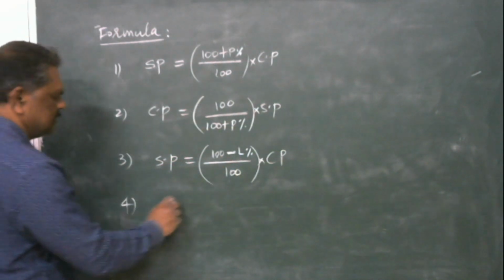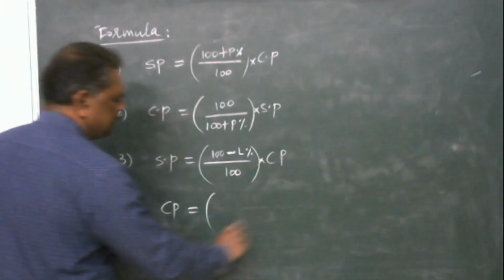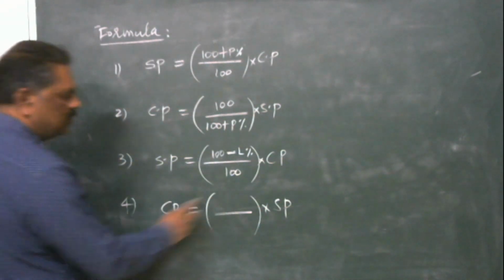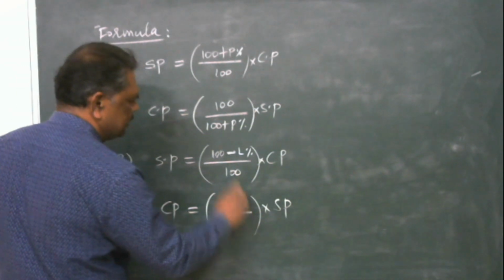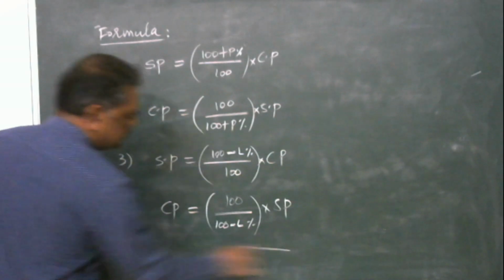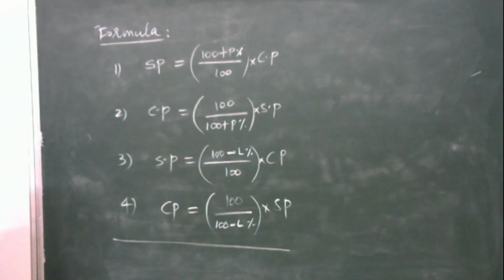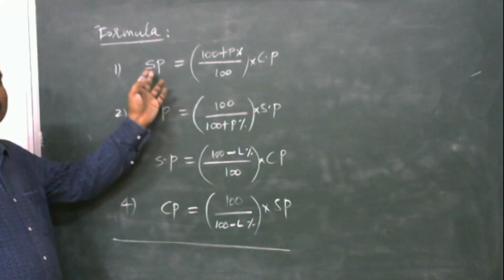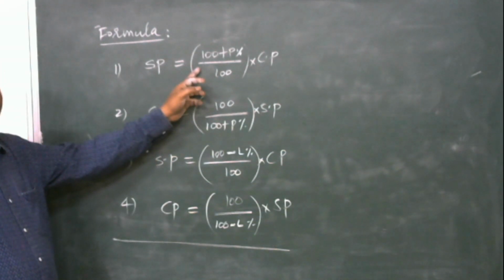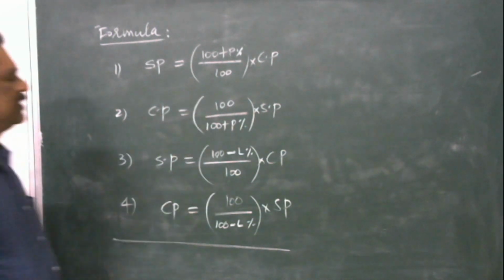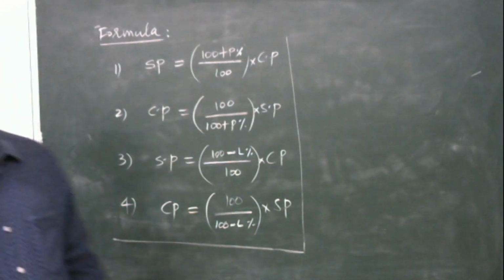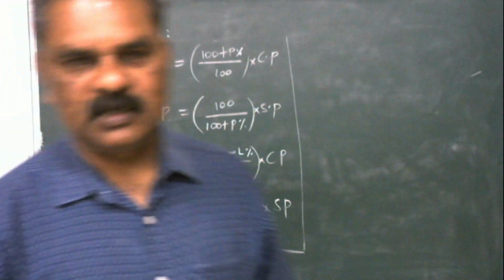And last formula, if you want to find cost price, cost price will be more, reciprocal, 100 there, 100 minus loss percent. So these are the 4 very important formulas to find the selling price or cost price if profit percentage is given or loss percentage is given. We can use these formulas to find the selling price or cost price.